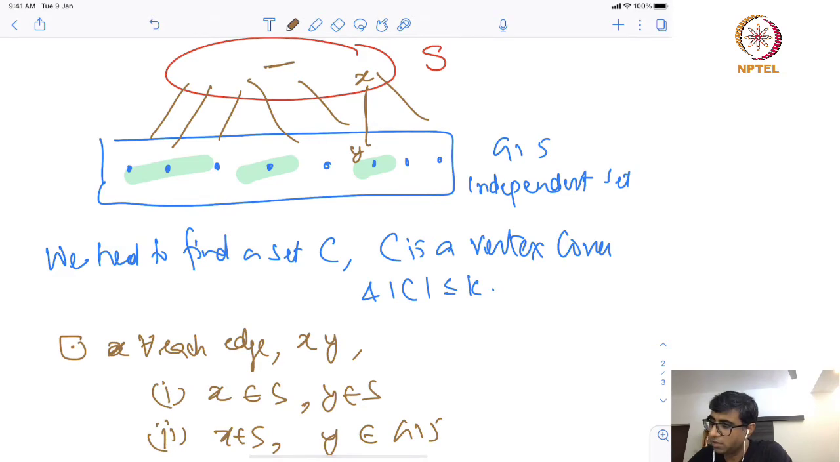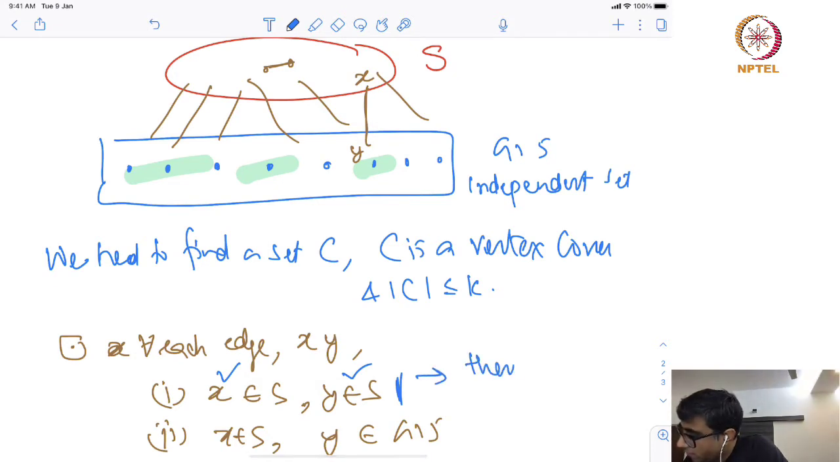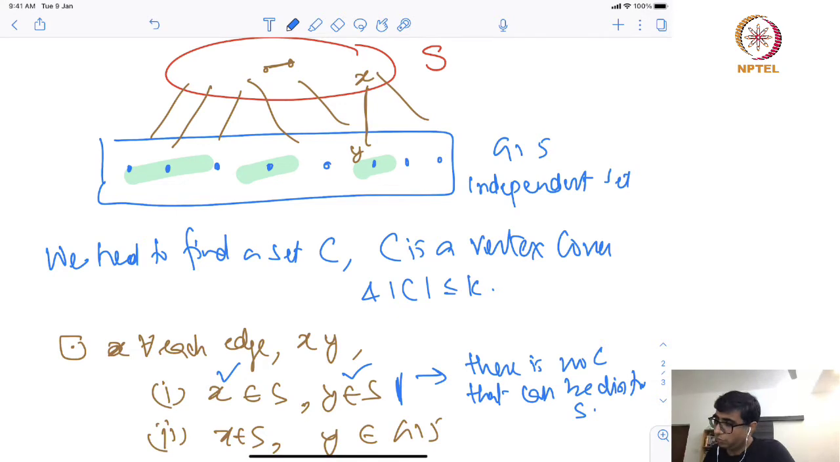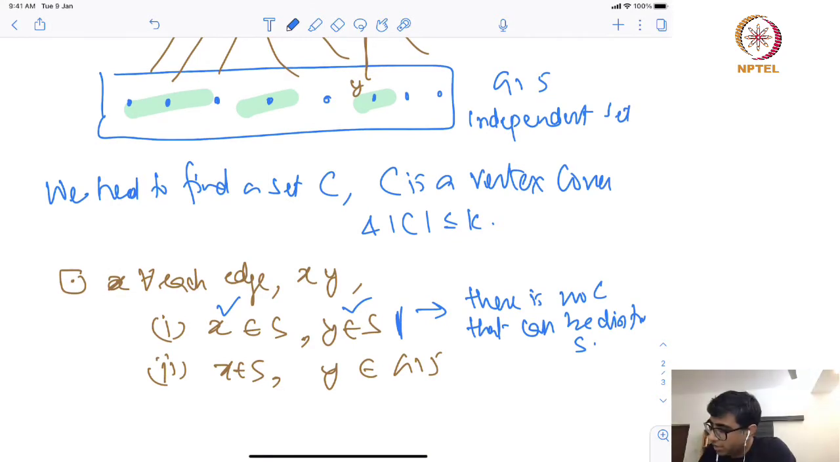There could be an edge here. But imagine this case occurs, and we are looking for a vertex cover C which is disjoint from S. So, if both x belongs to S and y belongs to S for an edge, then in this case you say there is no C that can be disjoint from S. So, now what we know is that such edges do not exist. So, the only thing we have is that for each edge, x is in S and y is going across. Then for such an edge, because x cannot be selected in the solution, you need to pick y.